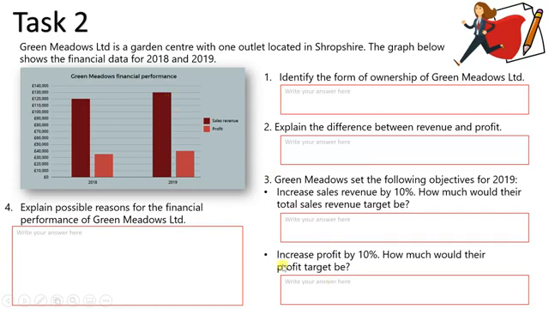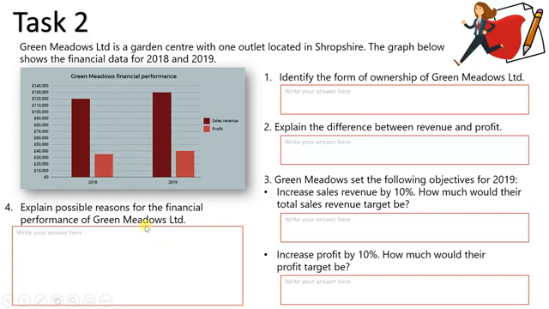Second part to question 3. Increase profit by 10% was their other financial objective for 2019. How much would their profit target be? Now, I appreciate you looking at the actual results, but these aren't the targets, so we don't know whether they've met the target, below the target or above the target. So you now need to do a similar calculation to the one you've done for sales revenue, but this time you're using the lower figures, the 35,000 and 40,000.